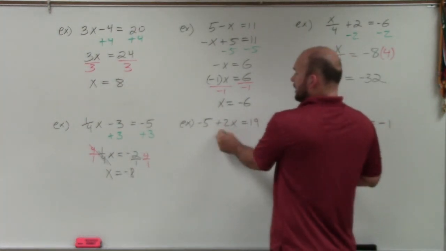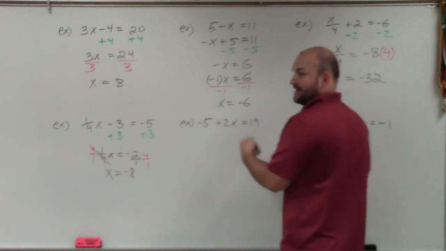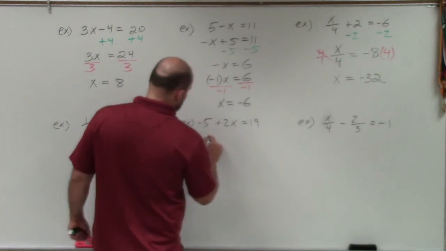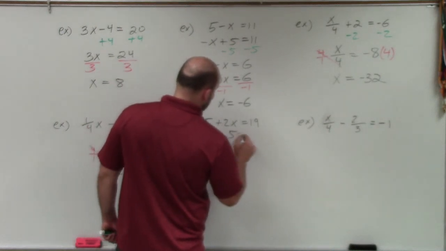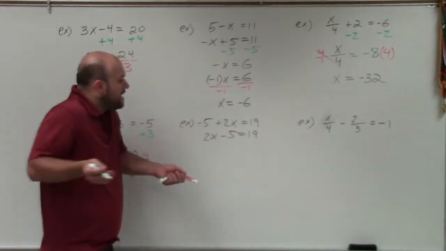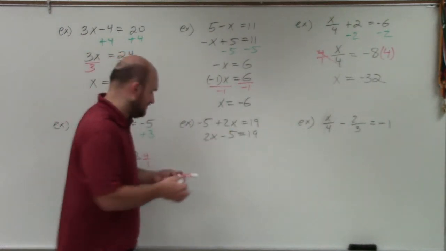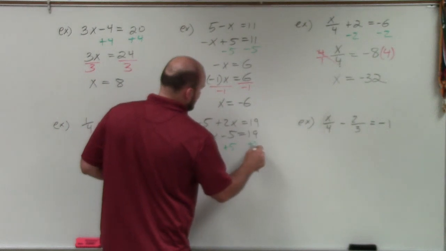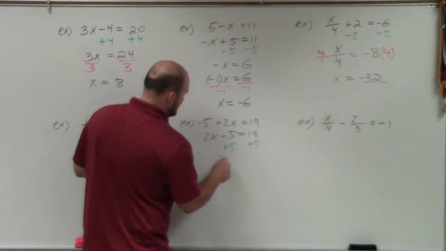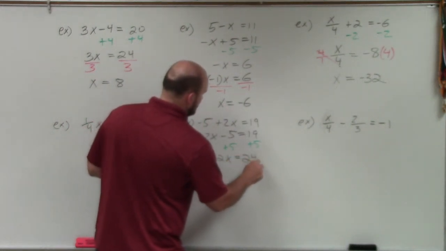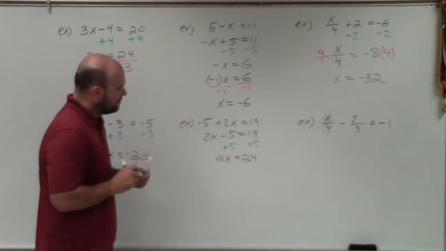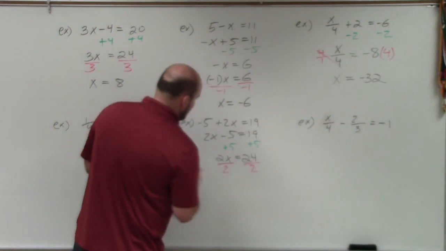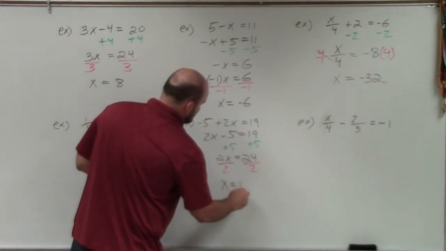OK. So now in this example, we're doing another one of these where I have my x to the right. So again, until you get used to this, rearrange them. By rearranging this, I have 2x minus 5 equals 19. Now it's much easier to see, oh, I'm subtracting 5. So to undo subtraction by 5, you're going to add a 5 to both sides. Therefore, you're left with 2x equals 24. Now, to undo multiplying by 2, you're going to divide by 2. And then your final answer is x equals 12.